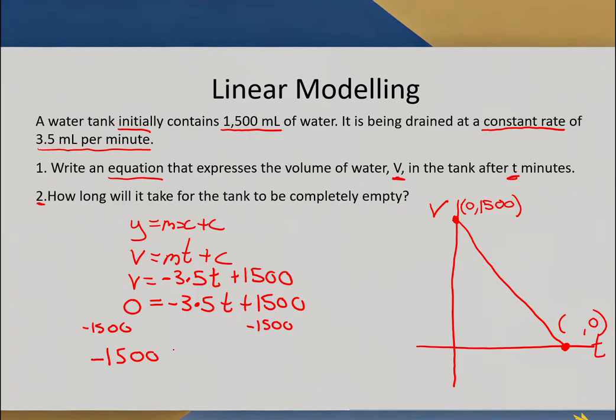That will give me negative 1500 is equal to negative 3.5 t. The last thing I need to do is divide both sides by the coefficient of t, which is negative 3.5. We know our answer is going to be positive, and we can see that a negative divided by a negative is a positive, because time has to be positive. And if I go 1500 divided by 3.5, we get time is 428.57 minutes.